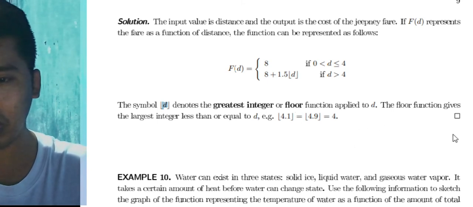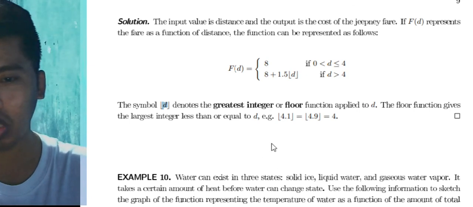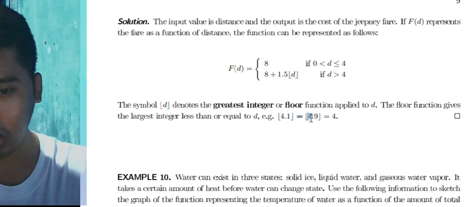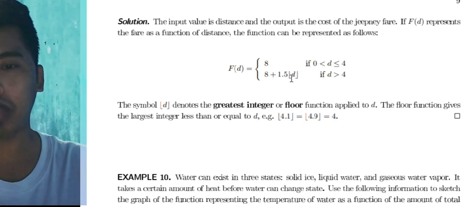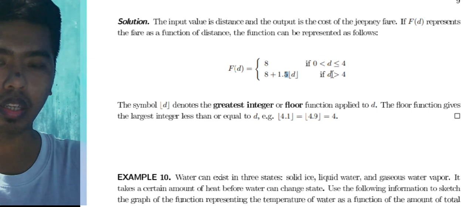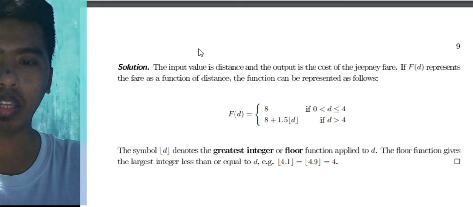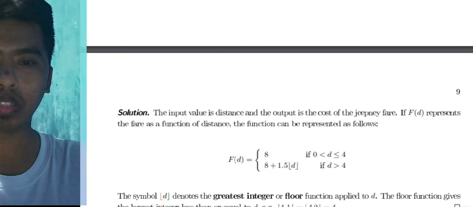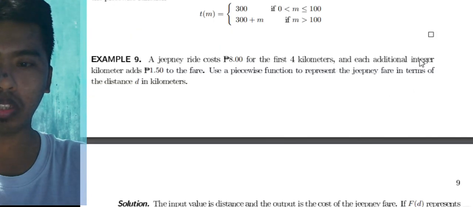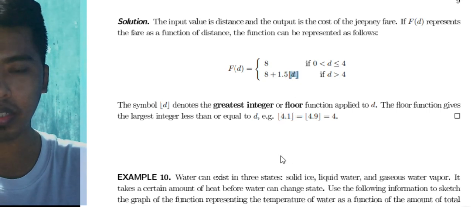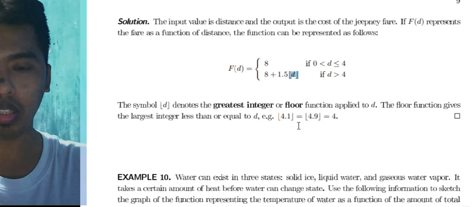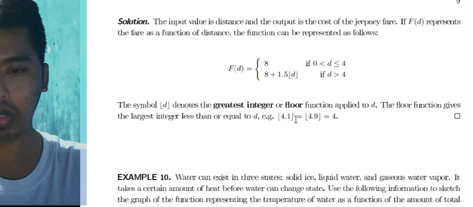So the floor function gives the largest integer less than or equal to the number. Let's just say 4.1 up to 4.9 will always equal 4. Since it's stated here that the fare adds for each additional integer kilometer, that's why we're going to use this floor function. Even 2.9 is still 2. So it should be a whole number.